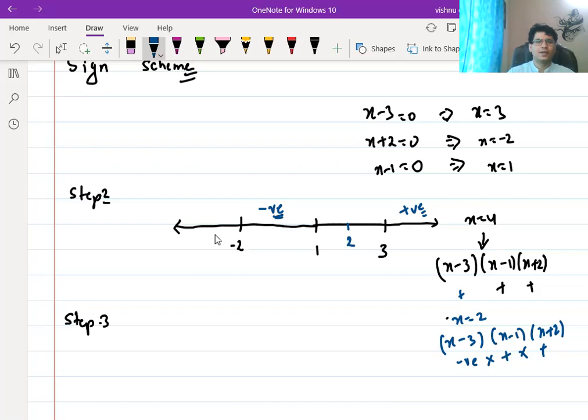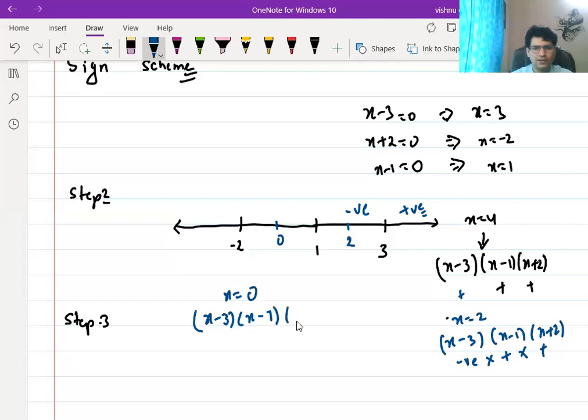Now this is case 1. Sorry, I've written it at the wrong position. Very good. Negative. Now take anything between 1 and minus 2. I can take 0, right? Yes, 0 is comfortable.